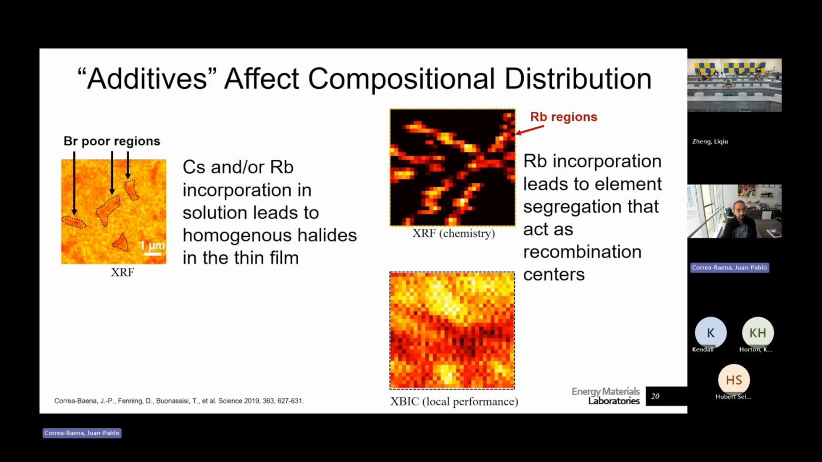The next thing that we can do is, for example, look at rubidium. Rubidium is one of the inorganic A-site cations that we can put in the system. You can see that they don't like to distribute very evenly. They form these kind of dendrites or structures that look like this. What we can do is use that map and correlate it with the current. You can see here that this signal corresponds to this signal here. And so we can do correlative analysis of how different chemistries affect the local performance of the device.